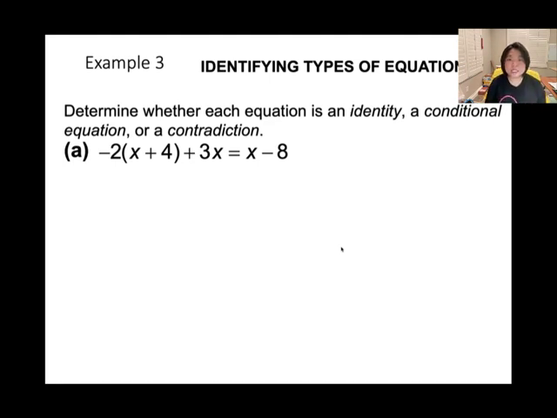Example 3. Identifying types of equations. Determine whether each equation is an identity, a conditional equation, or a contradiction. I want you guys to try, and then we're gonna check the work together.